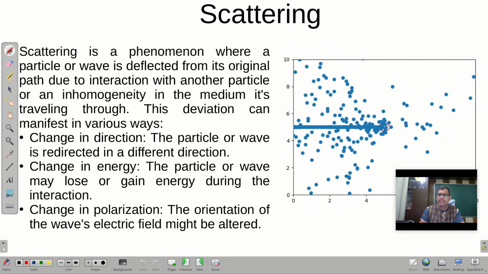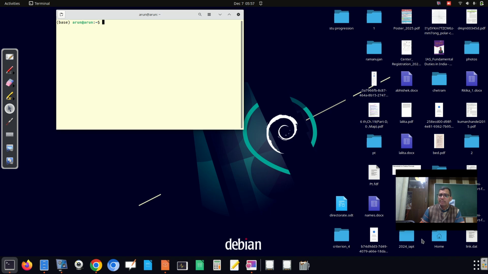For example, say this is a particular center, and a flux of particles is coming in this direction, and they are changing their directions and changing their velocities. After colliding with this scattering center, some particles may go like this, some particles will go like this, and some particles will go like this. So this process is known as a scattering process. Let me show you one animation of this.